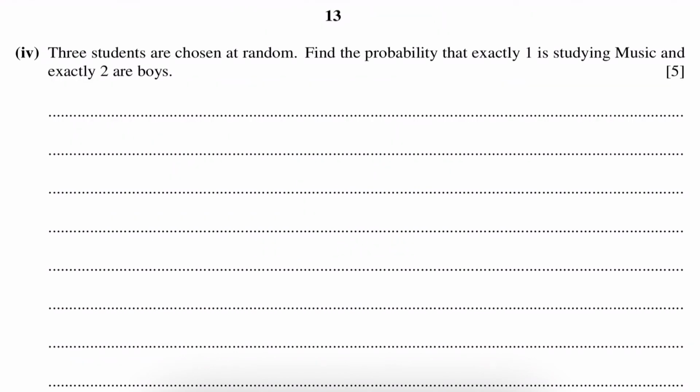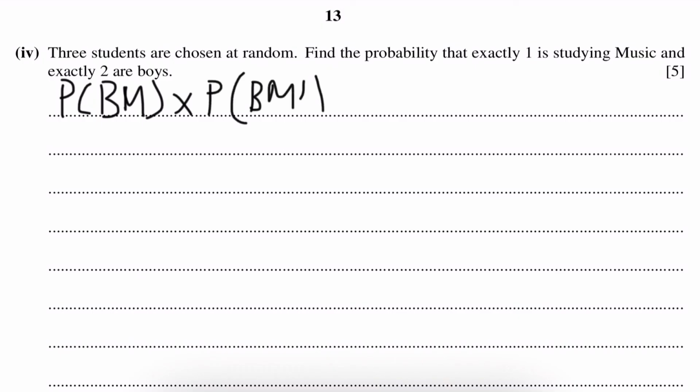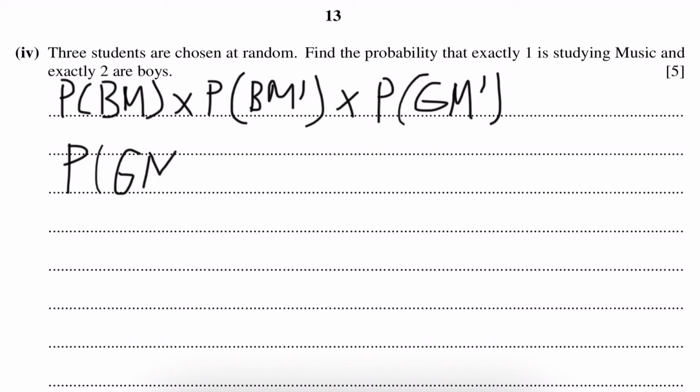3 students are chosen at random. Find the probability that exactly 1 is studying music and exactly 2 are boys. So I need the probability of getting a boy studying music multiplied the probability of getting a boy not studying music and probability of getting a girl not studying music. I will also need the probability of getting a girl studying music multiplied boys not studying music.